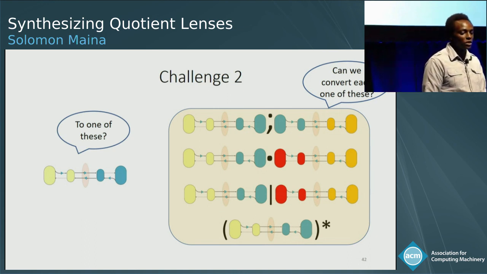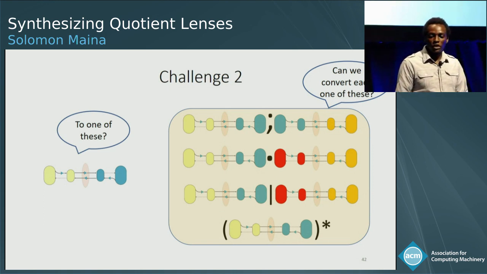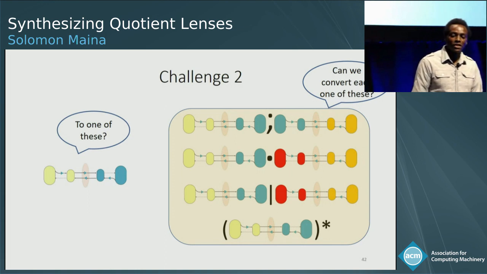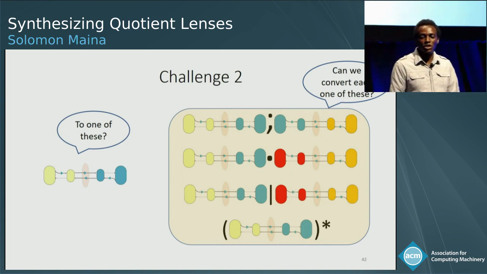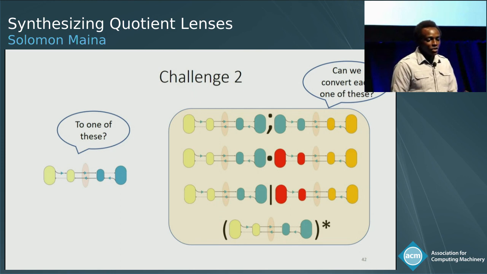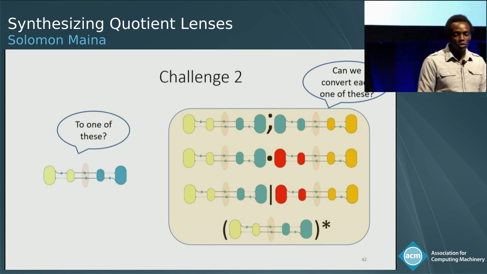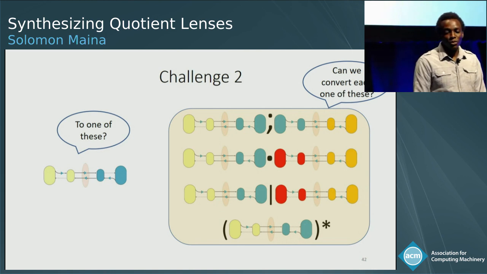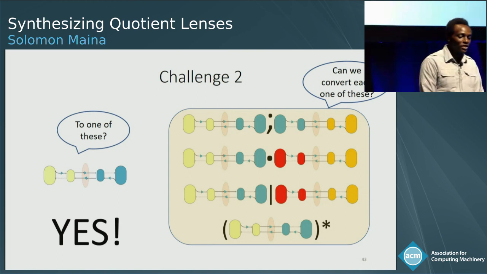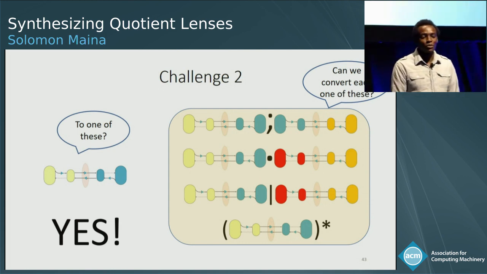So why do we want to do this? If we can convert each of these complicated things to one of these more simple things, then we don't have to synthesize complicated things. We can synthesize simple things, since each complicated thing is simple. And that sentence might not make sense, but okay. So the question was, can we convert each one of these to one of these? And simply put, yes. This is something we discussed in the paper, and I will not say too much more about this.